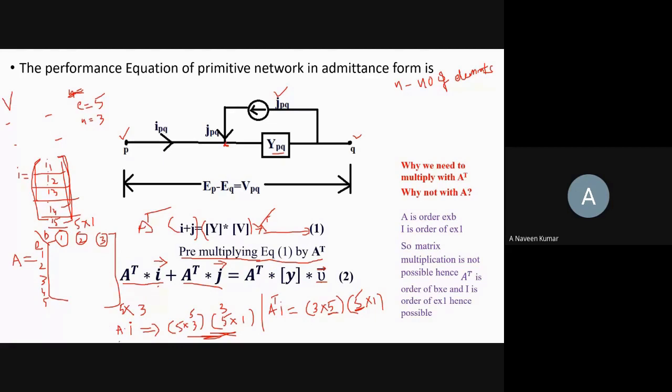If you multiply with A, matrix multiplication is not possible. If you multiply with A transpose, then only this term will converge. Otherwise, there is no convergence in this term, and no matrix multiplication is possible in this term. So now it is clear, A transpose into I. You have to remember equation number 2: A transpose into I plus A transpose into J is equal to A transpose into Y into V. Is equation number 2 clear, everybody?